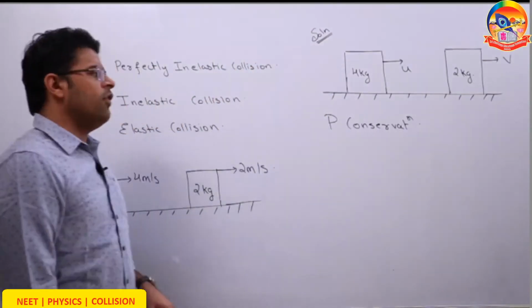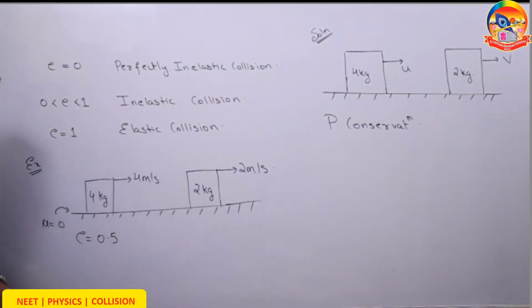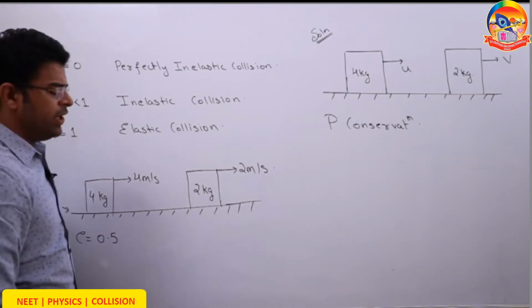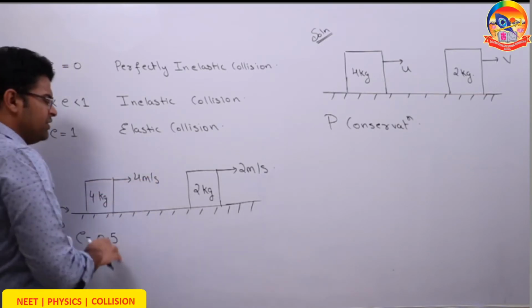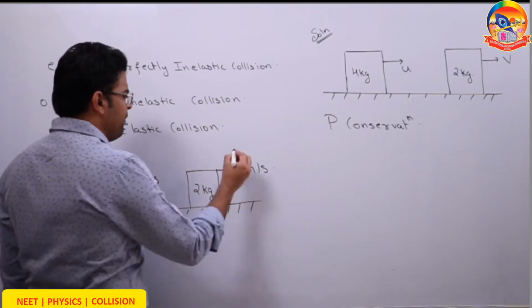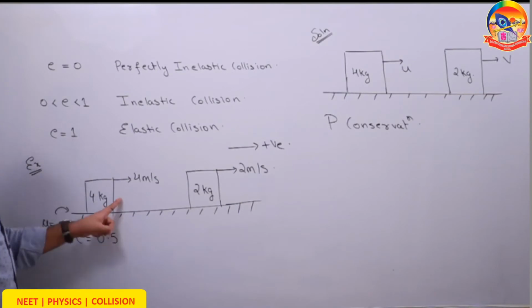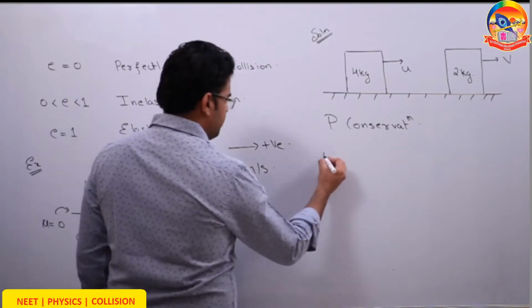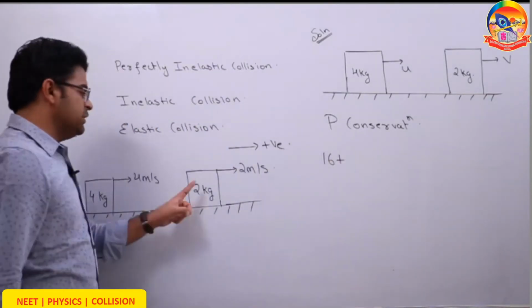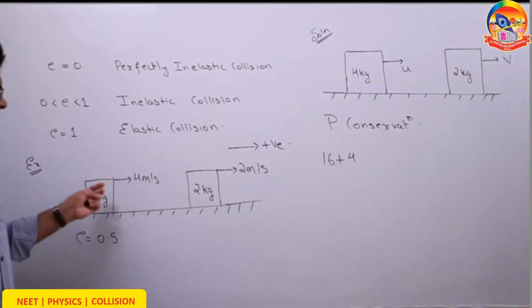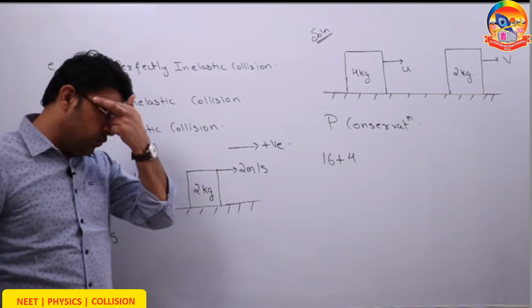From the equation of momentum conservation, I can write momentum before the collision. Momentum is a vector quantity. To write the momentum, since both of them have velocity towards right, I am assuming the direction towards right as positive. So the momentum of the first block is 4 into 4, 16. Momentum of the second block is 2 into 2, 4. So the initial momentum of the system is 20 towards right.